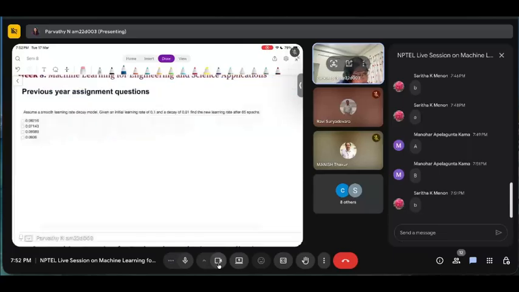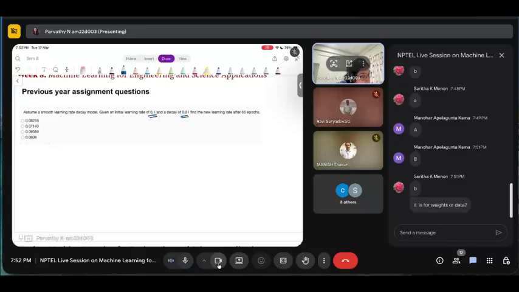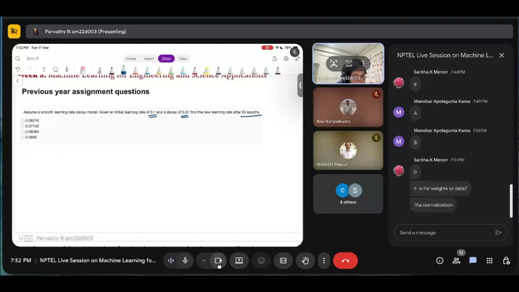Assume a smooth learning rate decay model given an initial learning rate 0.1 and a decay of 0.01. Find the new learning rate after 65 epochs. 0.08216, 0.07143, 0.09389, 0.0606.